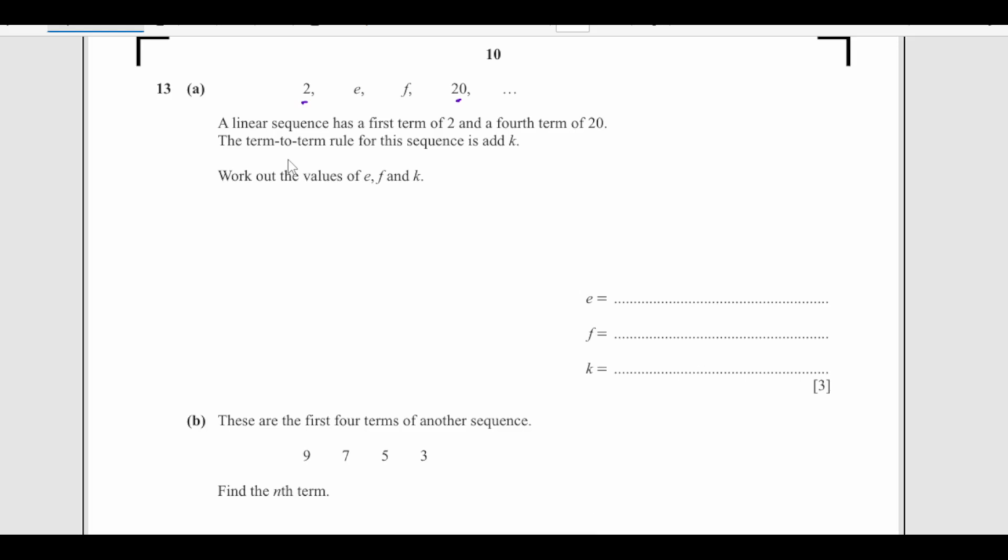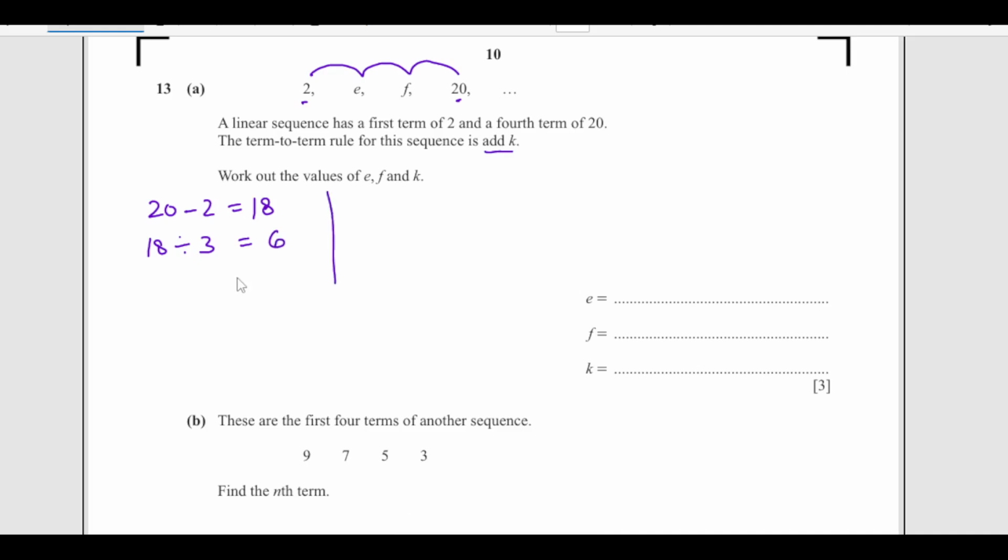A term to term rule for this sequence is add k. Work out the value of E, F and k. As you see, there are 1, 2, 3 gaps here. So, this 20 minus 2, we get 18. This 18 is a gap of 3, so we divide 18 by 3. We get 6, so that means we are adding 6.